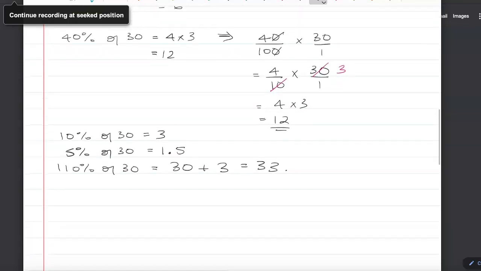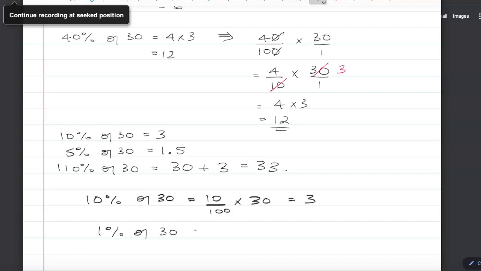The question is, if 10% of 30 was 10 over 100 lots of 30, which gave us 3, I wonder what 1% of 30 would be. Remembering 1% is 1/100th of 30. We're dividing by 100. So this tells me we're going to move our decimal point and divide it by 100. So we end up with 0.3 for 1%.